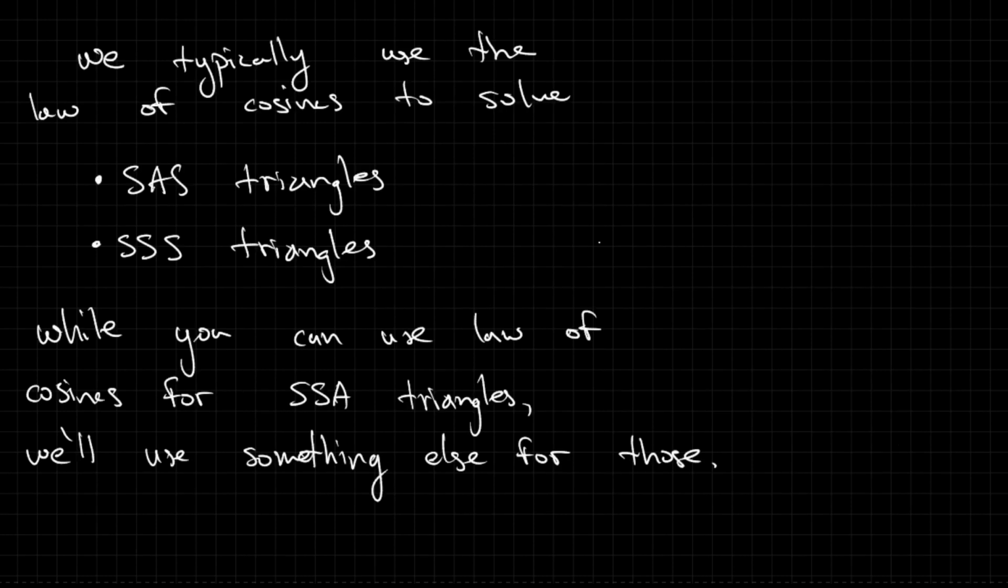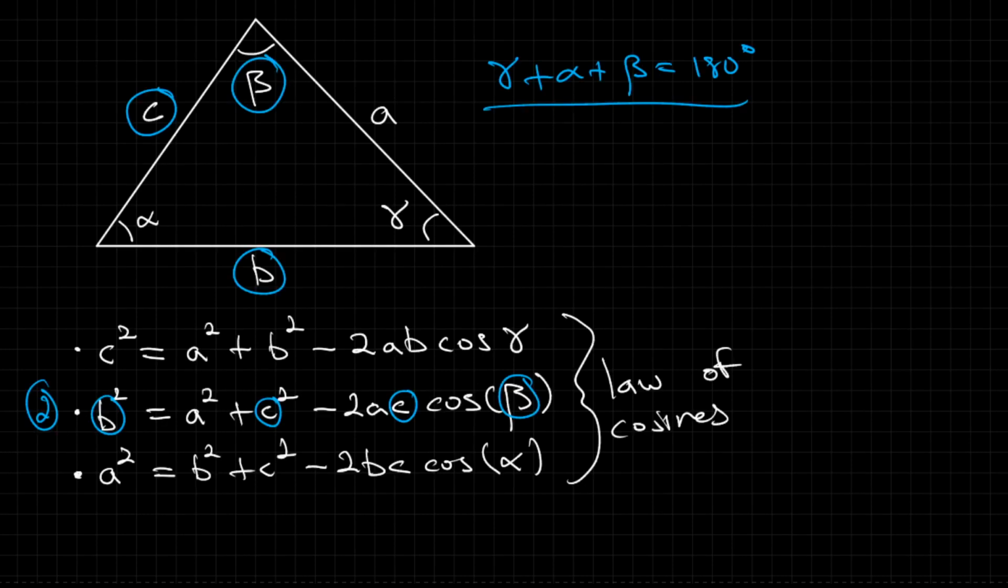So from this discussion, what I'd like you to understand is that for SAS and SSS triangles, we'll typically use the law of cosines. But if you ever forget that these are the types of triangles you can use the law of cosines for, you can always draw a generic triangle and circle the pieces of information you know. As long as you only have one variable that's unknown in a particular law of cosines, you can use the law of cosines.